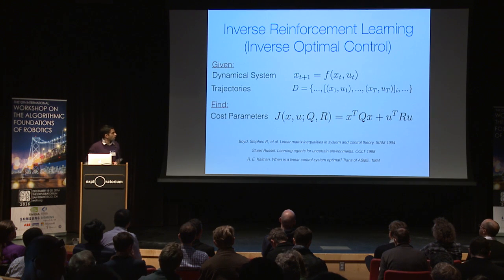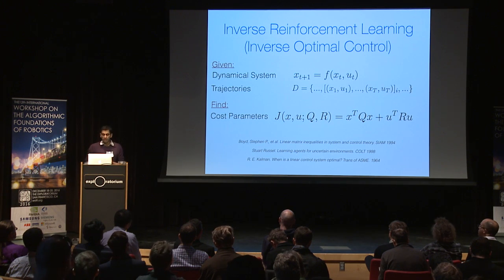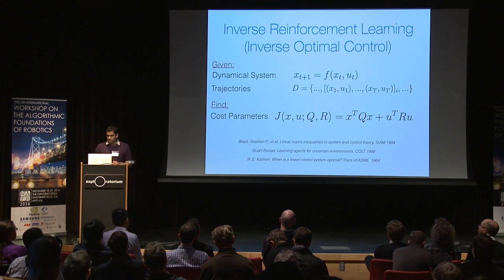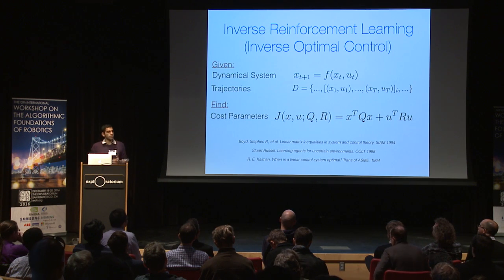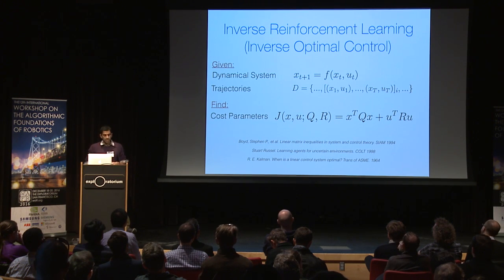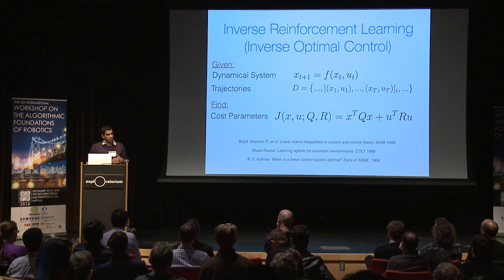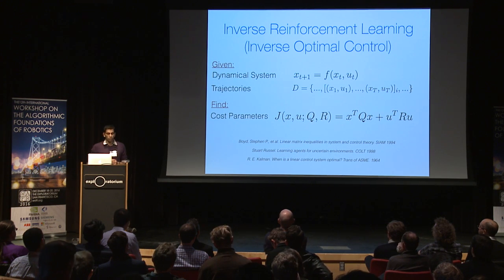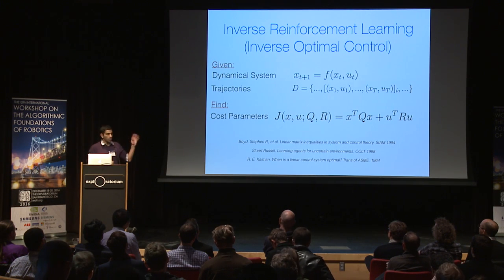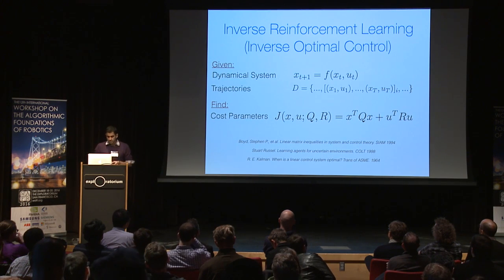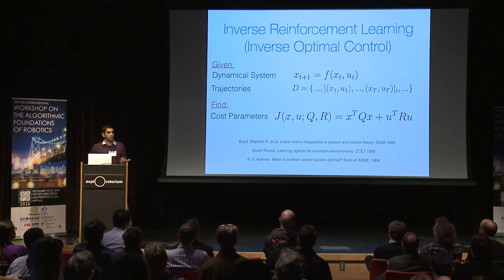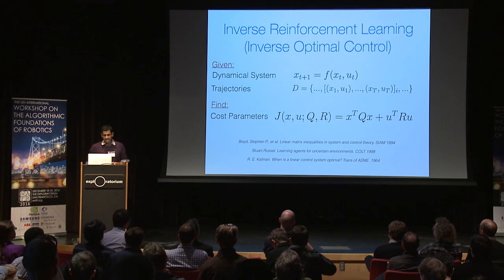So before we get started, let's talk about inverse reinforcement learning. Inverse reinforcement learning is the following problem. Suppose we have a dynamical system, and we observe trajectories of a controller on this dynamical system. The goal of inverse reinforcement learning is, as the name sounds, to infer what the control objective of that controller was. So for example, if we have a quadratic cost matrix, it is to infer the Q and R matrices. This was popularized by Stuart Russell in the 90s, and many of the initial ideas actually date back to Kalman in the 1960s.